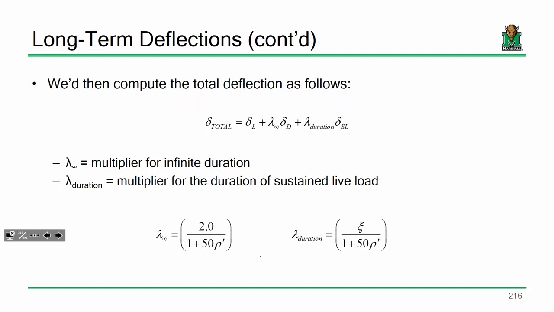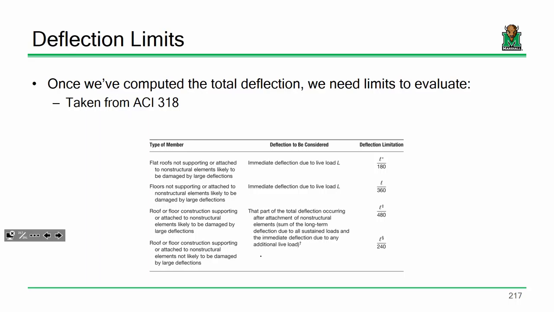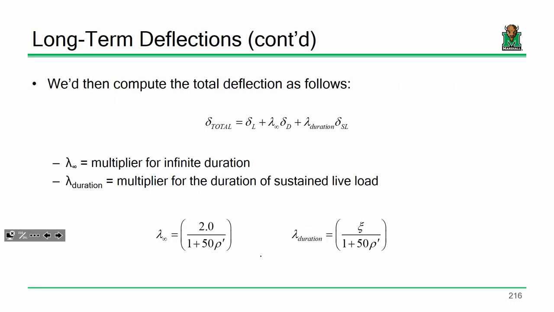Okay. So these deflections are great, but we need to compare those deflections against specified limits. For instance, if we have flat roofs or floors not supporting or attached to non-structural elements, then we just take our immediate live load deflection and compare it against the following elements. But if we have roof or floor construction that is attached to non-structural elements that are likely to be damaged by deflections, then we've got to use that total deflection that you see right here.